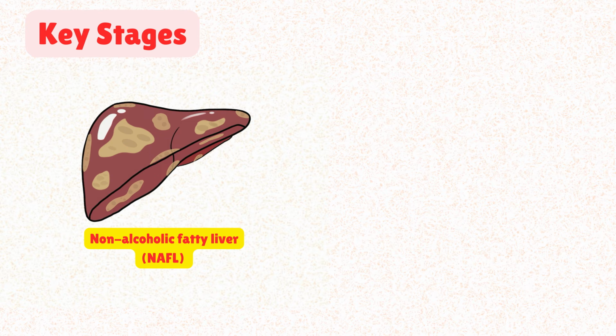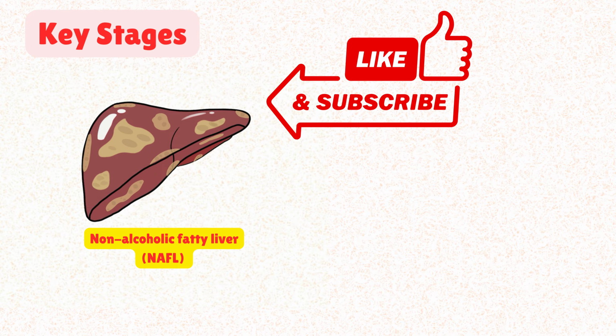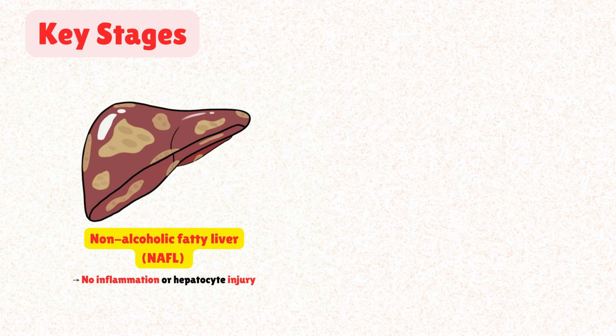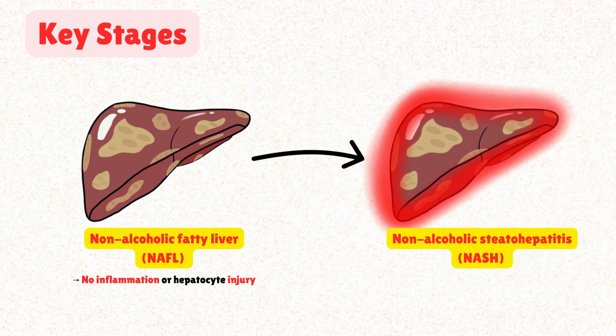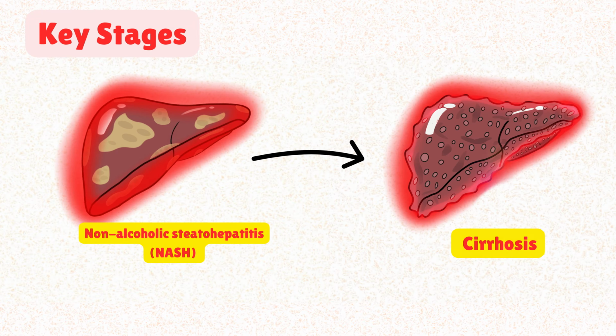The first is non-alcoholic fatty liver, the more benign form, where you have simple steatosis but little to no inflammation or hepatocyte injury. The second stage is non-alcoholic steatohepatitis, the progressive and more serious form. Here, in addition to steatosis, we see hepatocellular ballooning and lobular inflammation. This is the stage that can lead to significant fibrosis and ultimately cirrhosis.